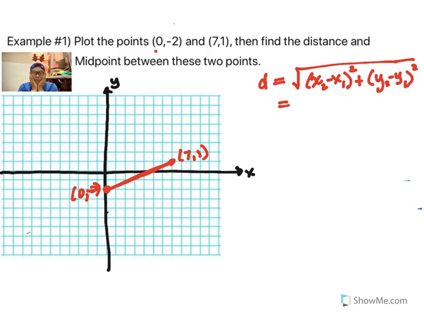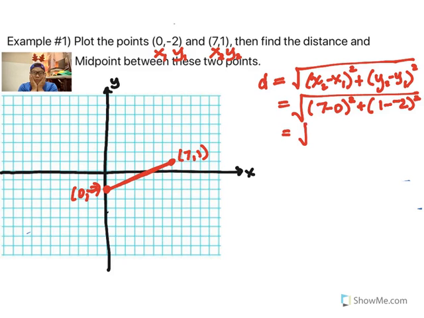It's from here. This is the first pair of x and y, so they have a subscript 1. This is the second pair of x and y, and they have subscript 2. So that's where it comes from. You just need to plug it in. x2 minus x1 is 7 minus 0 squared. y2 minus y1, 1 minus -2. Be careful, subtracting a negative number, a little tricky.